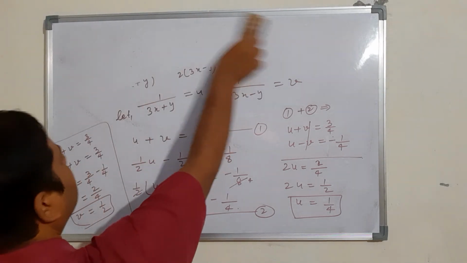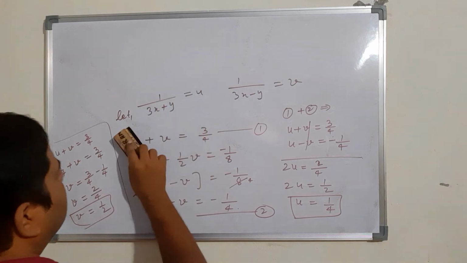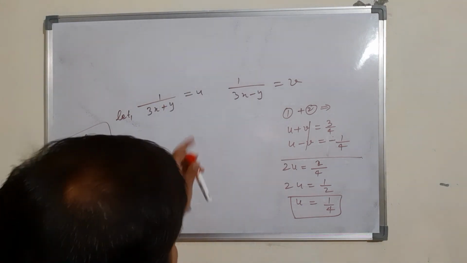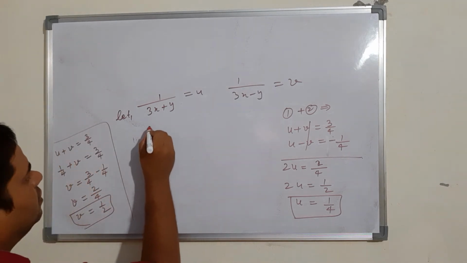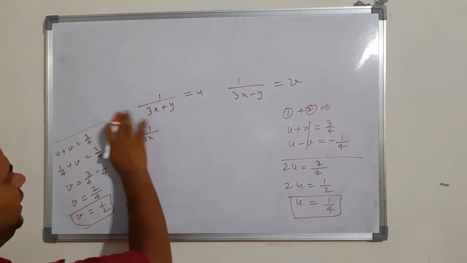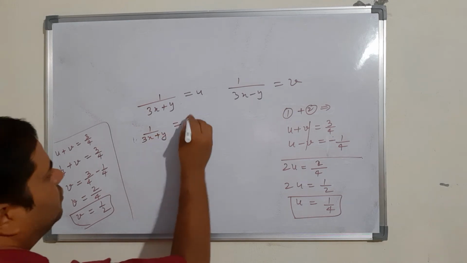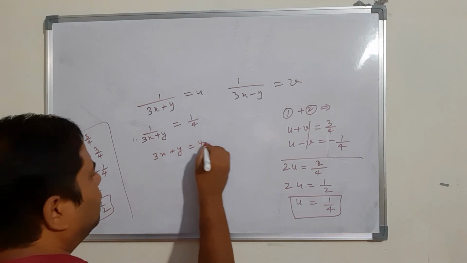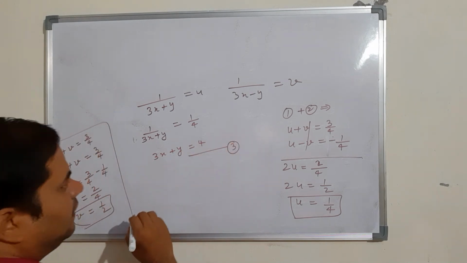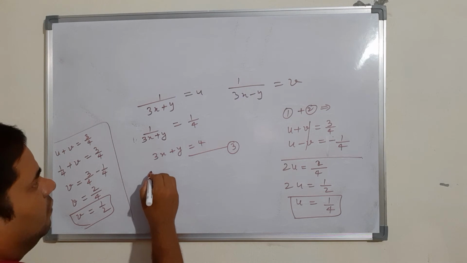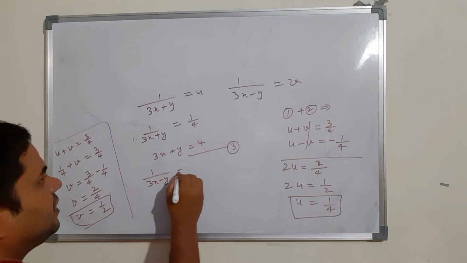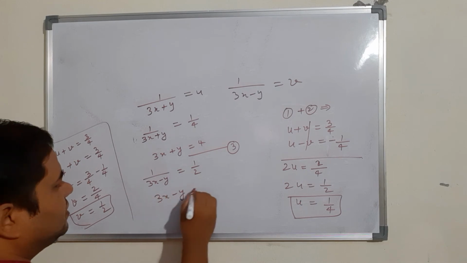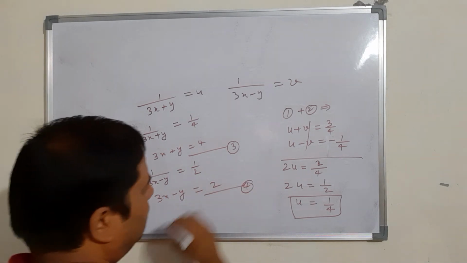So replacing the value, as you know, u is equal to 1 by 4, so 1 upon 3x plus y is equal to 1 by 4. So 3x plus y is equal to 4. This is equation number 3. And 1 upon 3x minus y is equal to 1 by 2. So 3x minus y is equal to 2, equation number 4.